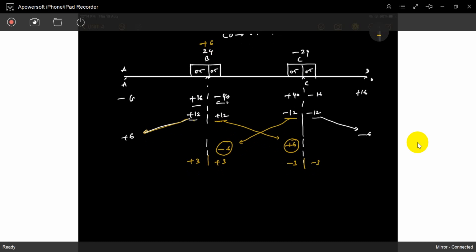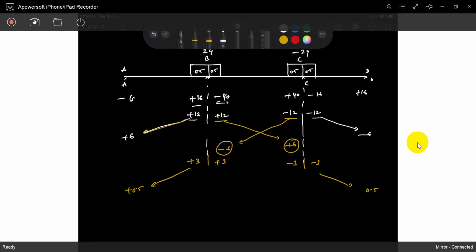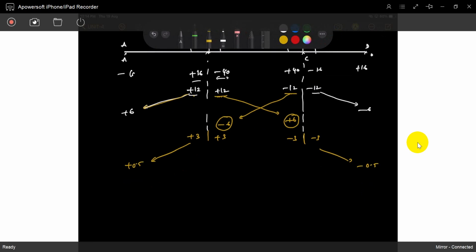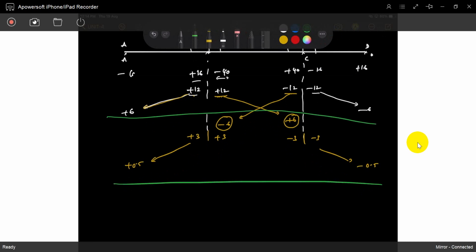Now it is the second iteration. You can do this again, 0.5 goes to 0.5. Sorry, it's positive, it's negative. Second iteration is over. Now you can see the first iteration, the second iteration is over. If you now just add it, you will get exactly equal for the ends of BA, BC, CB, CD.